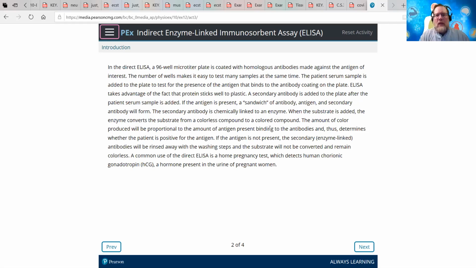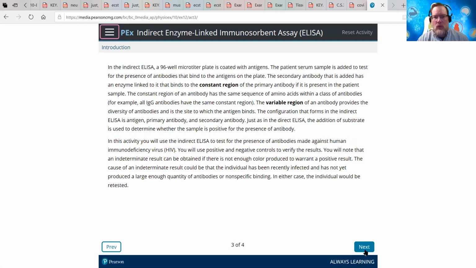So anyway, we use big microtiter plates. Many of you, if not all of you, are going to take microbiology. So you'll be working with 96 well microtiter plates. So they'll be coded in the direct test. So we're going to do the indirect ELISA test. So anyway, you can read through that. That's more or less kind of FYI.